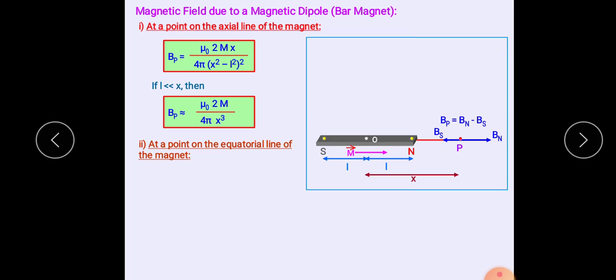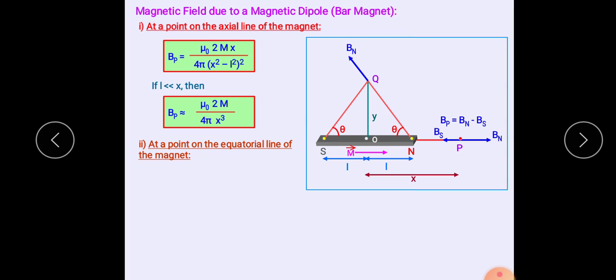At a point on the equatorial line of the magnet. What is an equatorial line? A line passing through the midpoint of the dipole and perpendicular to the magnetic axis. This OQ is the equatorial line. Join the point Q with N and S. Let it make an angle theta with the magnetic axis.